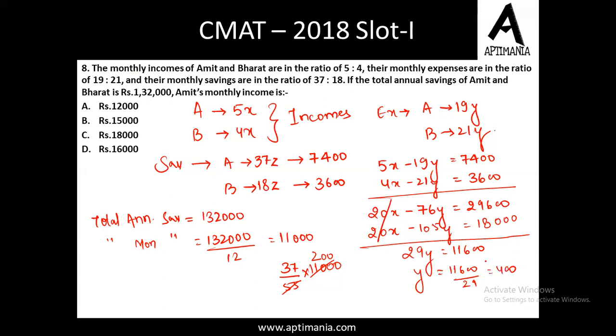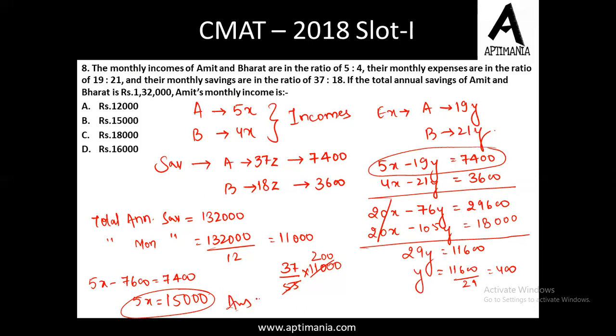What is being asked in the question is that we have to calculate Amit's monthly income. So putting the value in this equation where 5x is Amit's monthly income, I'll have 5x minus 19y, and y is 400. So 19 into 400 is 7600, equal to 7400. On solving, I'll have 5x, which is the monthly income of Amit, equal to 7600 plus 7400, which is 15,000. So for question number 8, the correct answer is 15,000. That is option B. Let's go ahead to the next question.